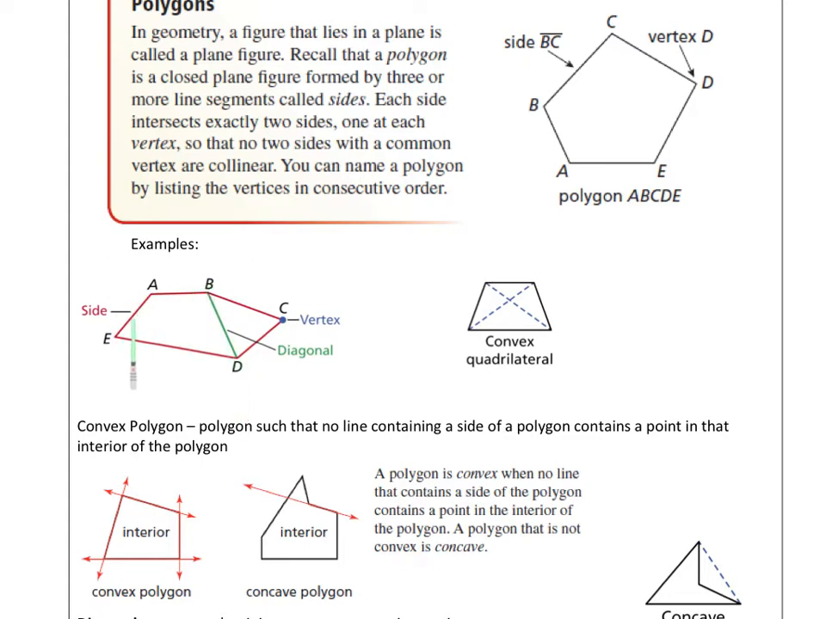Then we've got sides here that make up my polygon, and each of these points will be a vertex, so these will all be vertices. Then we've got something that's called convex, and convex simply means a polygon such that no line containing a side of a polygon contains a point that is in the interior of the polygon.